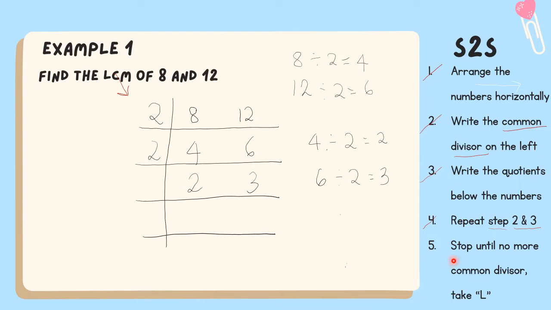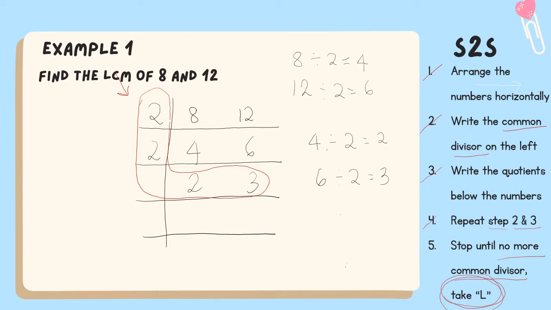So that is step 5 right here. It says stop when there is no more common divisor. So you're going to stop right there. Then this is the most important thing: take L. What does take L mean? Take L means you're going to take from here, up here, and then it goes down there.